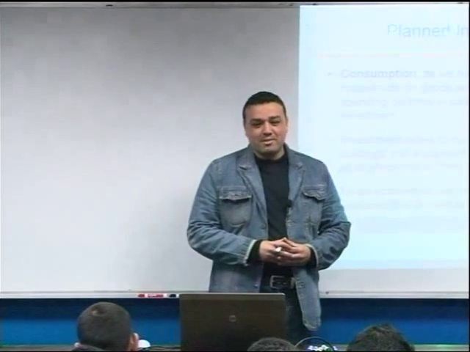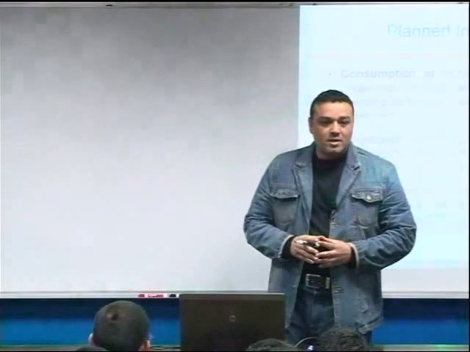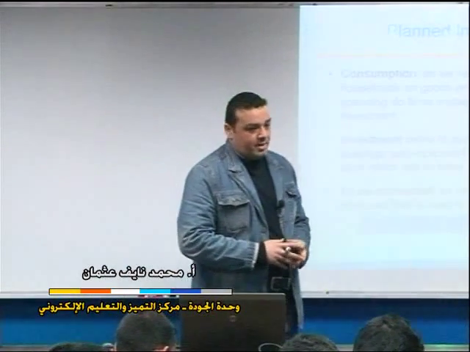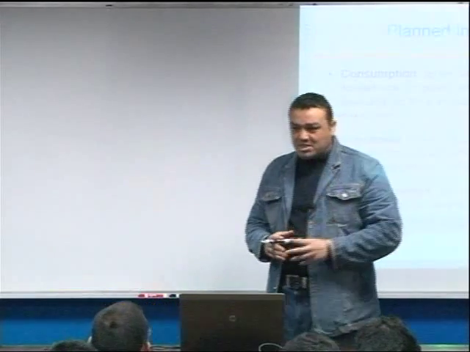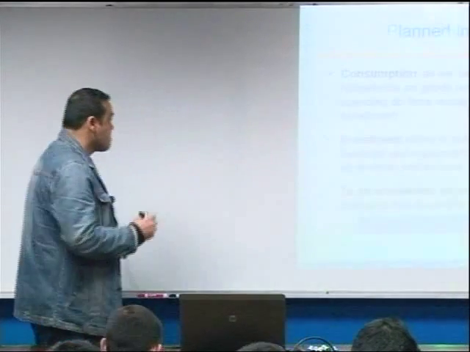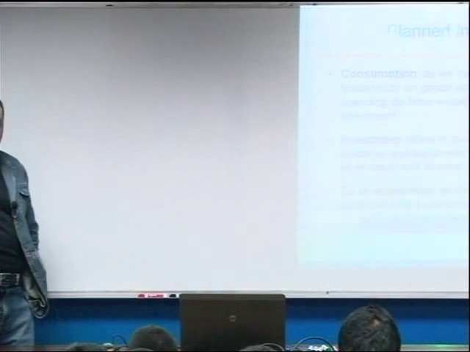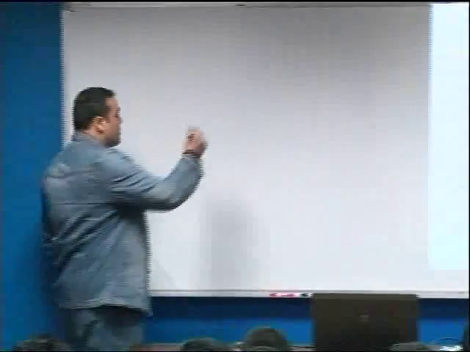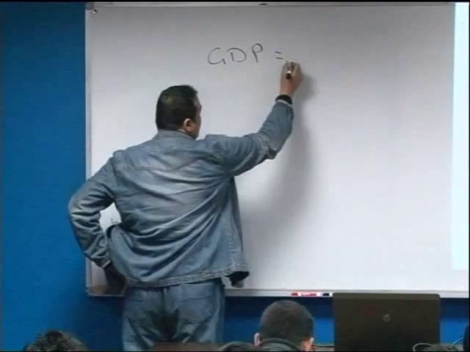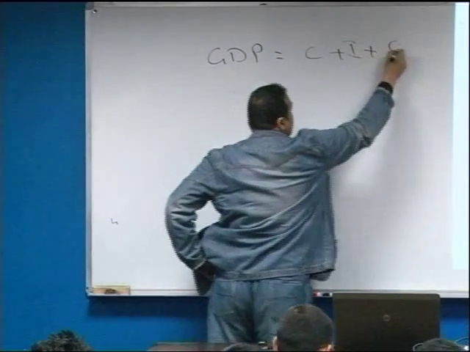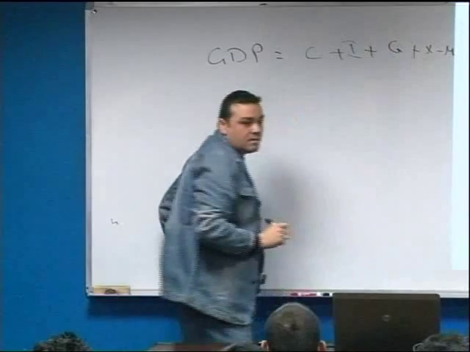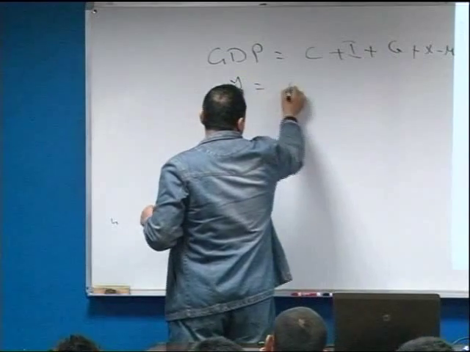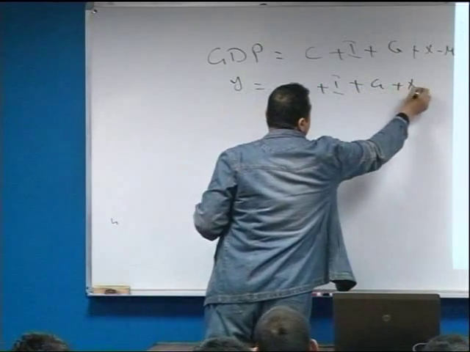Today, inshallah, we are going to complete Chapter 4, which is the aggregate output or the aggregate expenditure and the equilibrium output. So let's start with the following formula to understand the topic that we are going to discuss in this class. As you know, the GDP or the gross domestic product equals C plus I plus G plus X minus M, right? GDP is the aggregate output, or Y, equals C plus I plus G plus X minus M, right?